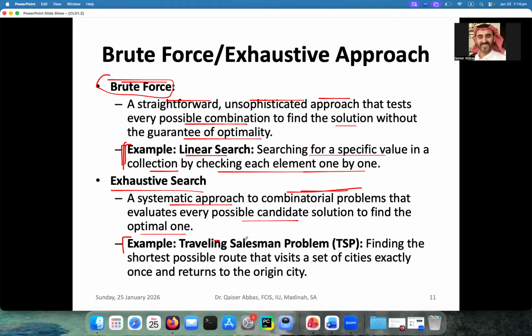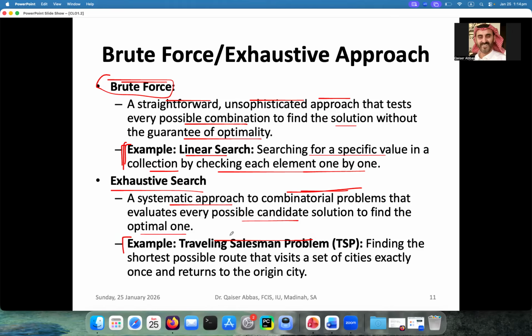What are the examples? Traveling salesman problem. You know that TSP is a bigger problem than linear search. In the TSP, the salesman has to visit each city only once, and he will start his journey from one node and come back to that node again. So by considering these three, four constraints or conditions, you have to provide the solution.